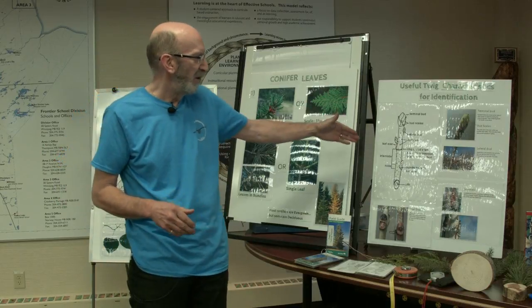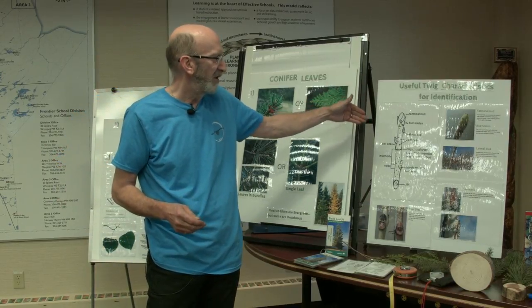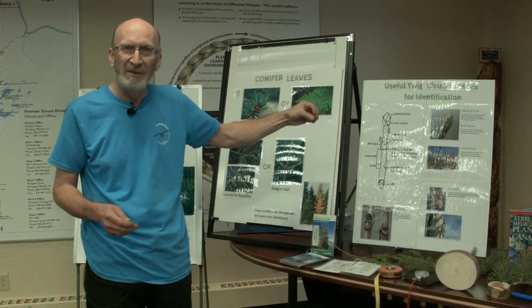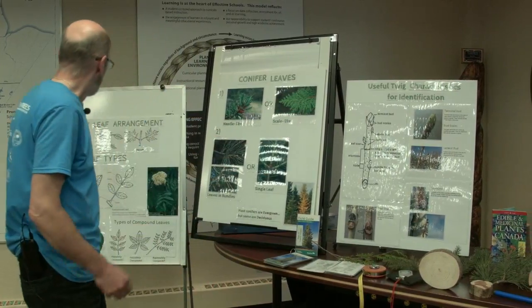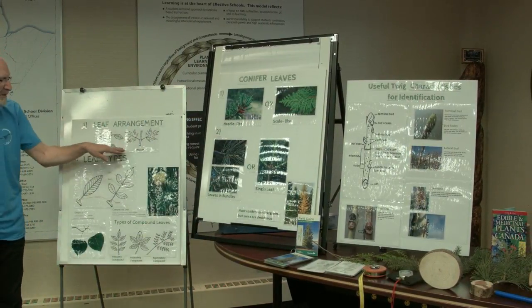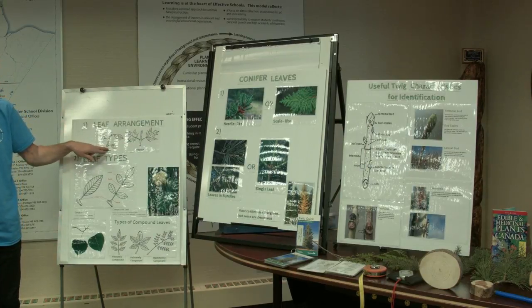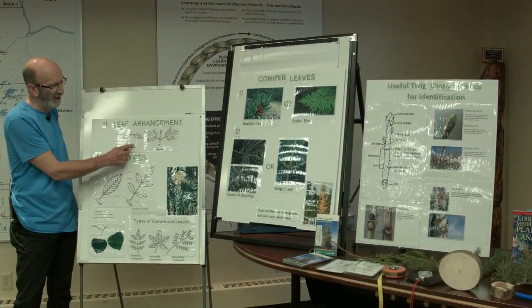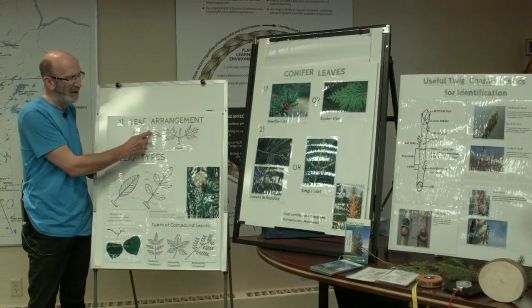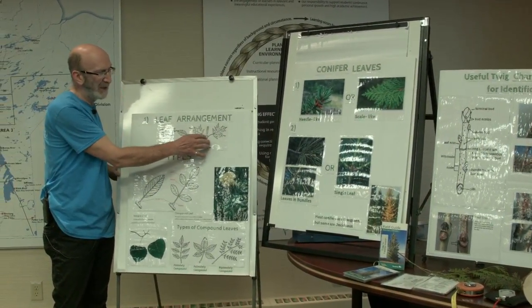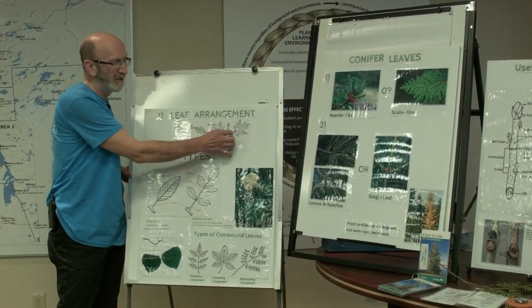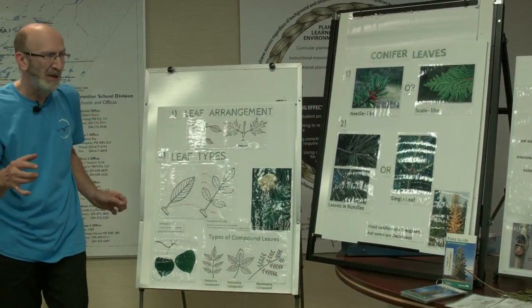So it's important, again, for you to learn some of the basic terms, like what's a bud. There's two types of leaf arrangements on deciduous trees. There's opposite and there's alternate. Alternate is the leaves are on opposite sides of the branch as they go up. Opposite means every place that a leaf comes off of a stem, there's another leaf that comes off at exactly the same place.